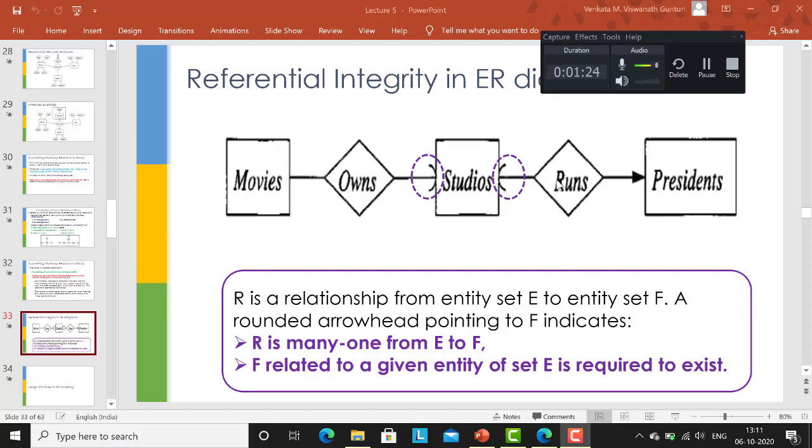So now let us see what this curved arrow and this bold arrow mean. This curved arrow towards the studio means that if a president is indeed a president, and that guy is running a studio, then that studio should exist. He should not be running a studio which does not exist. So that is this curved arrow over here. Whereas the bold arrow, I'm pointing a bold arrow to the president.